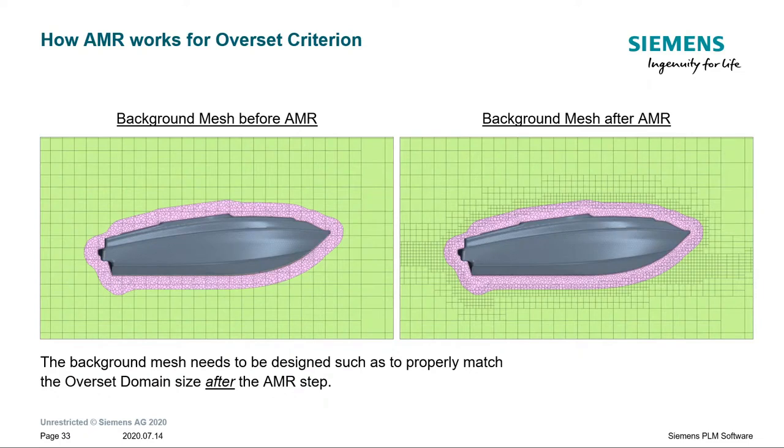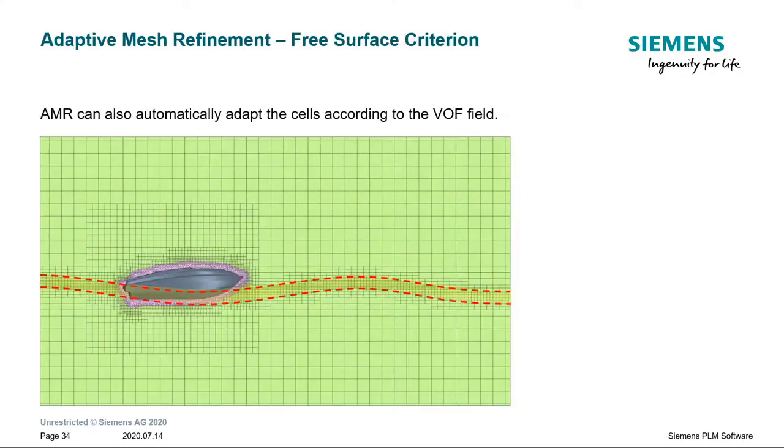Of course, the adaptive mesh refinement is dynamic, and as soon as the vessel moves, it will update the position of the refinements. An important point here is that in order to successfully apply the adaptive mesh refinement with this type of approach, you have to design the background mesh 2 levels coarser, as you can see in the picture on the left.